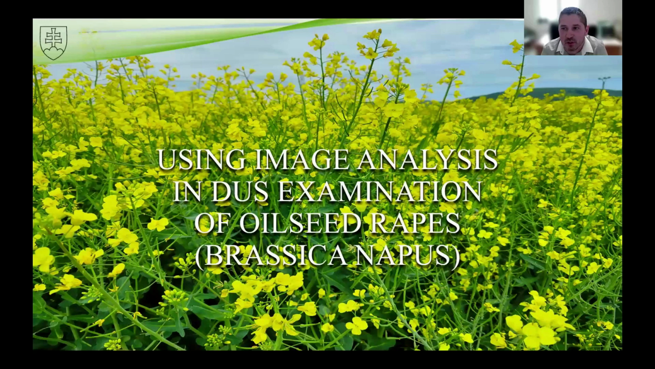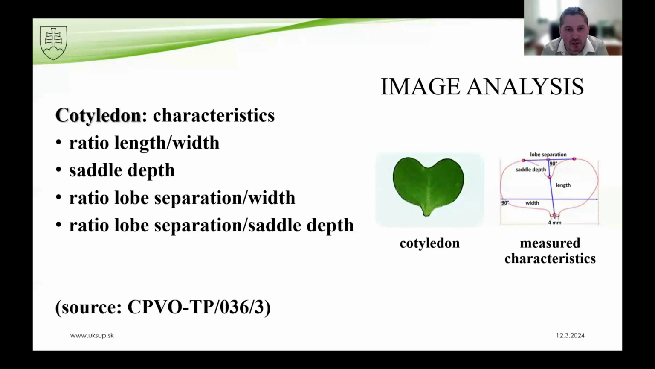please let me introduce a brief presentation of the image analysis used in DUS examination in oilseed rape in our examination office, the Central Control and Testing Institute in Agriculture in Slovakia. We use image analysis to measure the characteristics of cotyledons and petals for oilseed rape. Based on the CPVO technical protocol for oilseed rape, we have 4 characteristics that should be measured on cotyledons, namely their ratio length to width, saddle depth, ratio lobe separation to width, and ratio lobe separation to saddle depth.